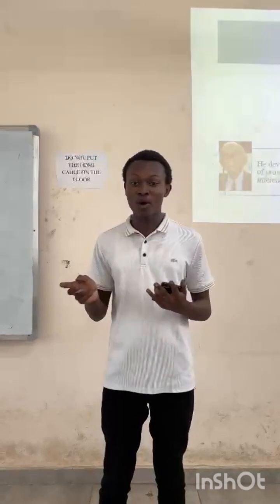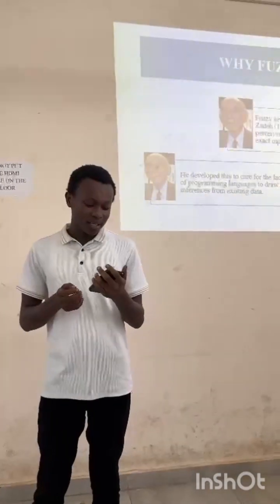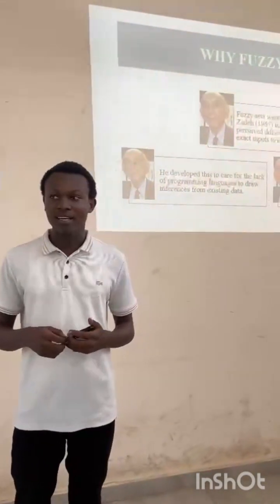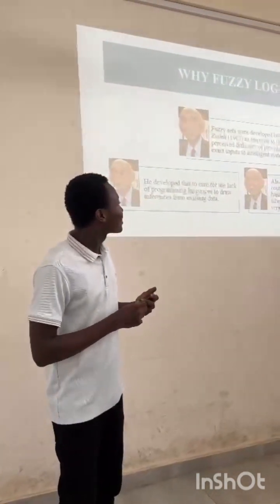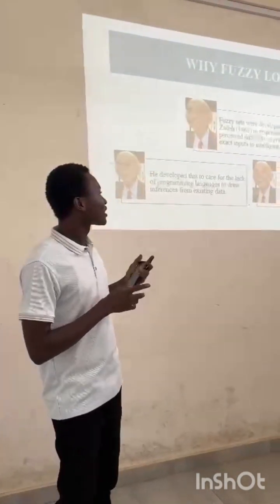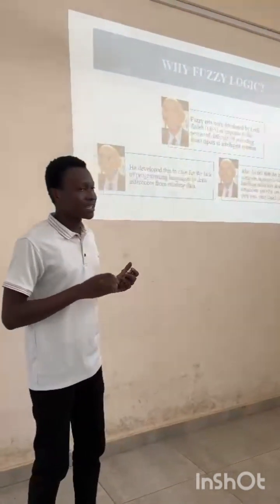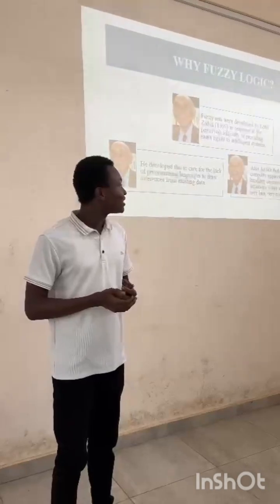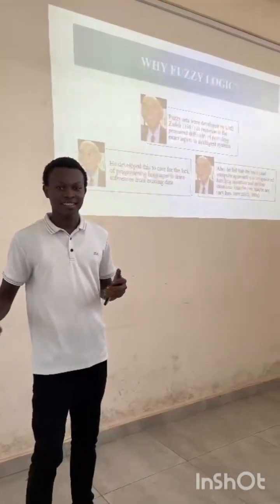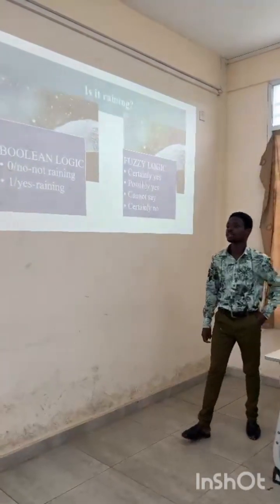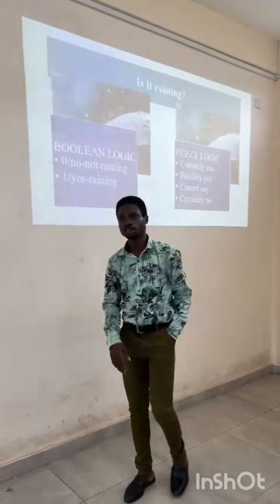This phenomenon was introduced by Zadeh. He was Azerbaijani and also American, so he had dual citizenship. He was born in 1921, and he introduced this logic in 1965, which helps in providing exact inputs to intelligent systems. Instead, fuzzy logic is used with some level of certainty or uncertainty.